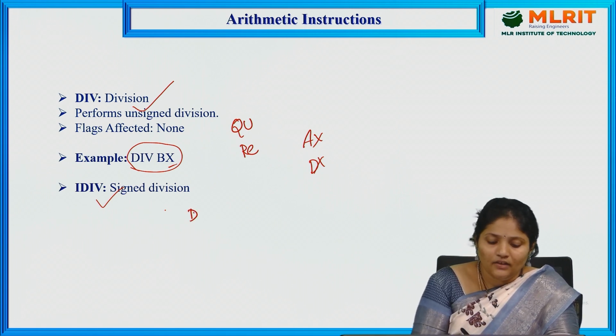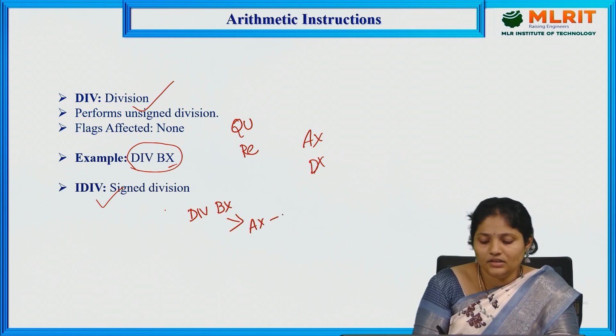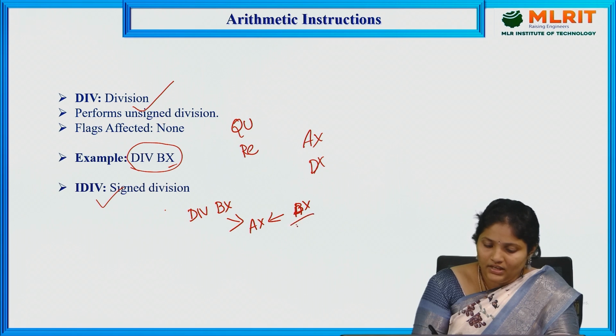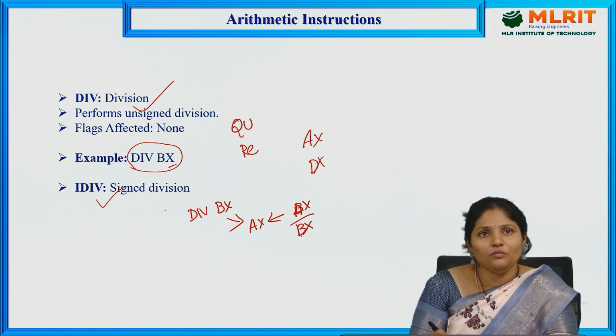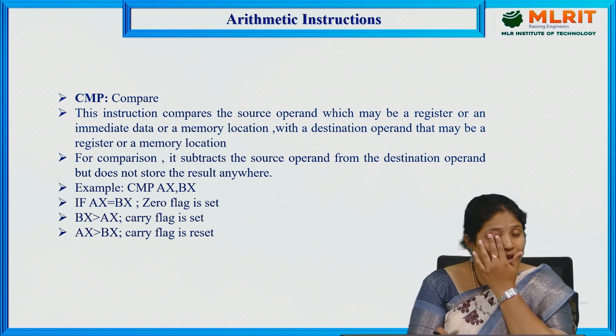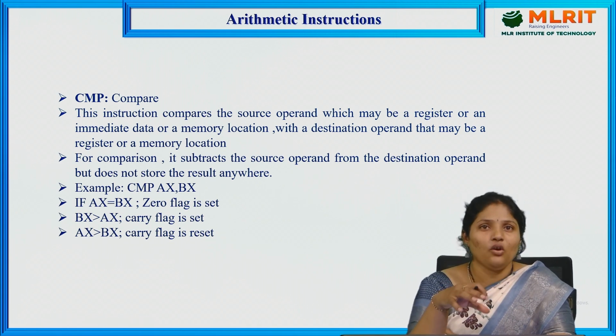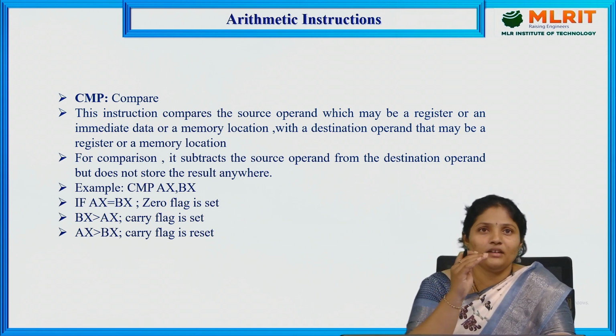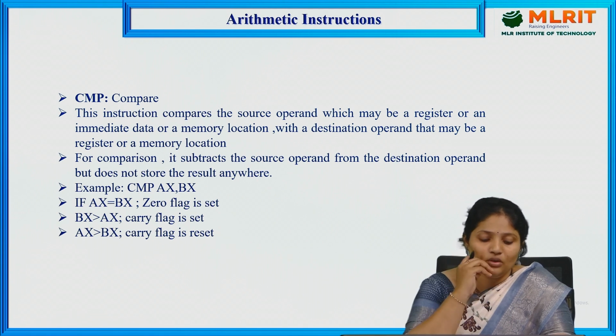After performing DIV BX, what will we get? The AX register will hold the value of AX divided by DX. This will be the output stored in the AX register. Next, coming to the comparison operation. The comparison operation is used to compare the source operand with the destination operand.